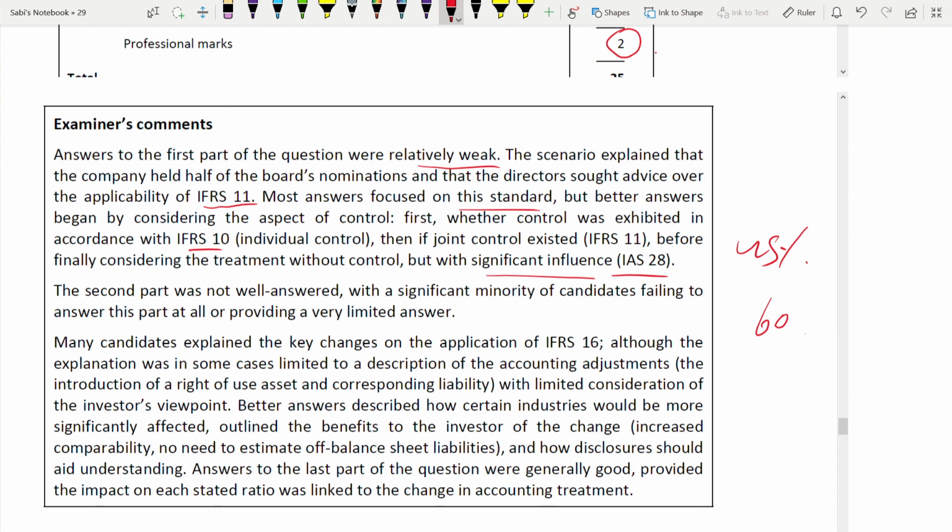Okay. The second part was not well answered. Most of the students left it also. What was it regarding? The embedded derivative. This shows people have a lack of understanding in IFRS 9. You have to brush up your knowledge in this area.